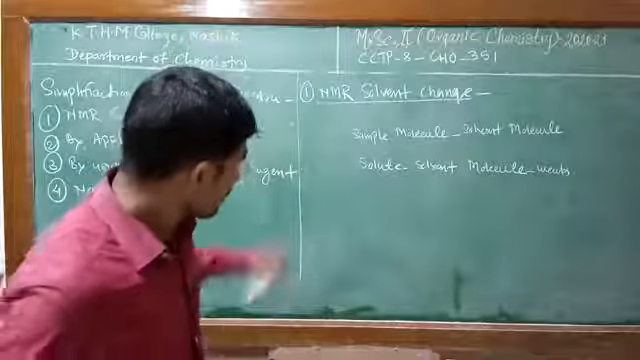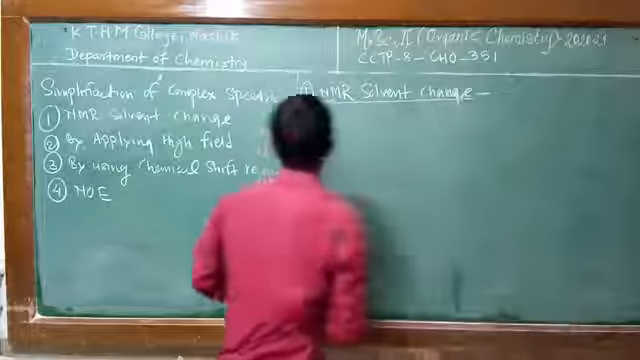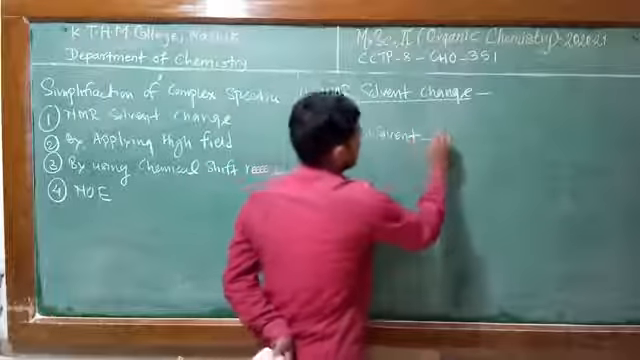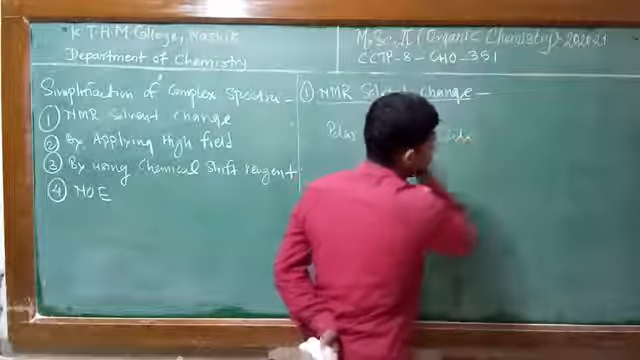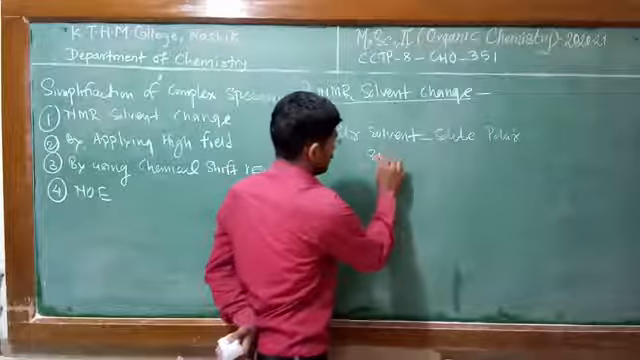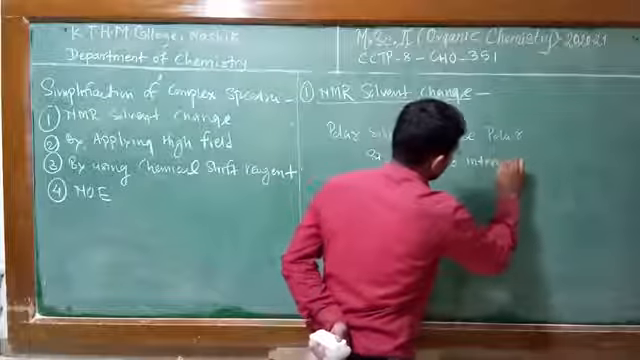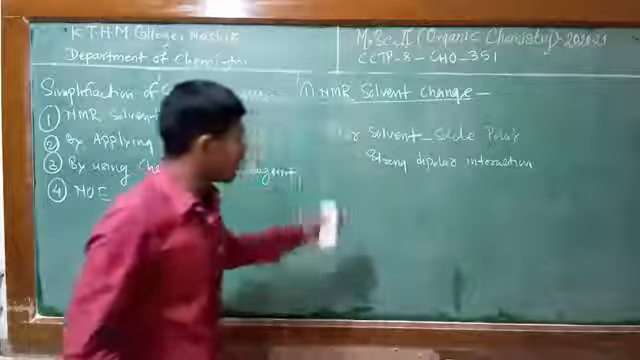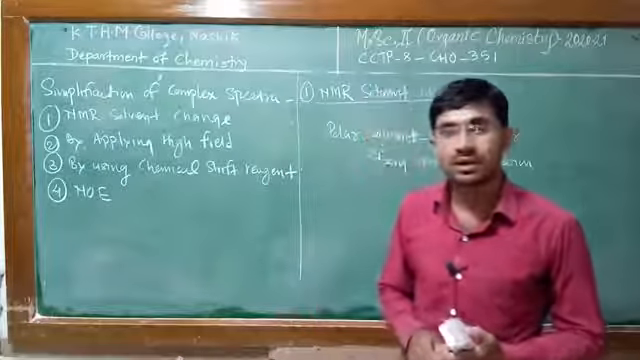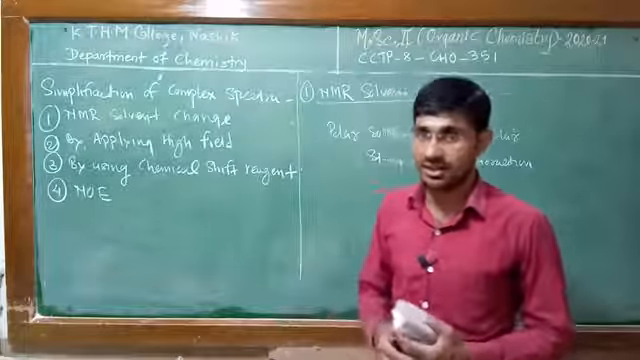The second case is that our solvent is polar and the solute is also polar. In that case there is a strong dipolar interaction, and because of this very strong dipolar interaction, the chemical shift value of the molecule of interest will be shifted.